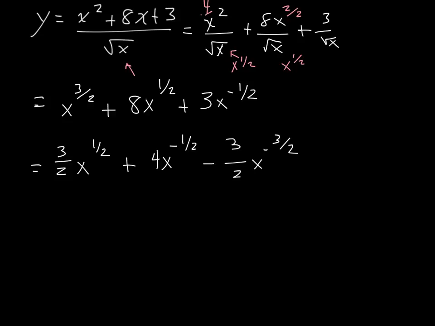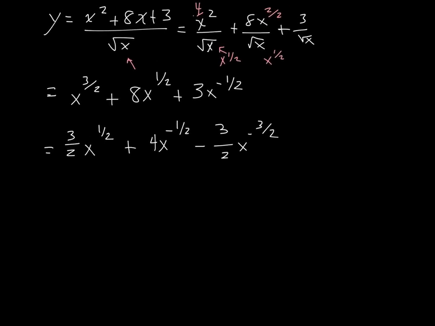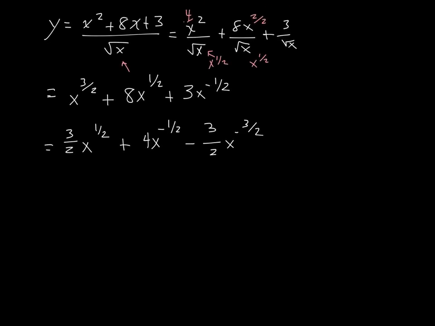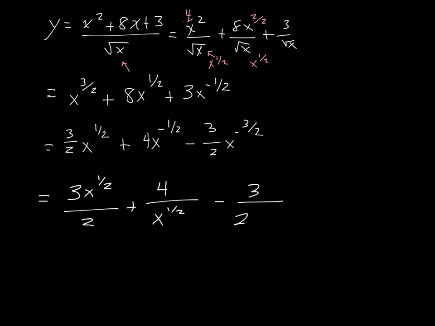And if you watched my other video, you're probably seeing this come together a lot quicker, right? Because we were kind of on this step. And so from here is where I rewrite everything as fractions, meaning I do 3x to the 1/2 all over 2, so you can see that it looks like fractions, plus 4 over x to the 1/2, and then minus 3 over 2x to the 3/2.